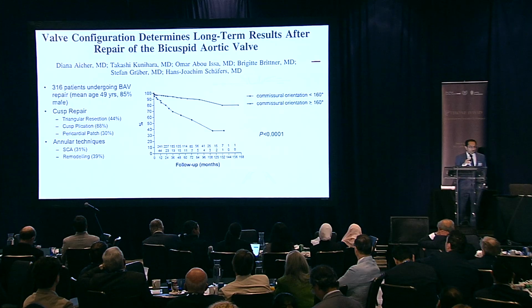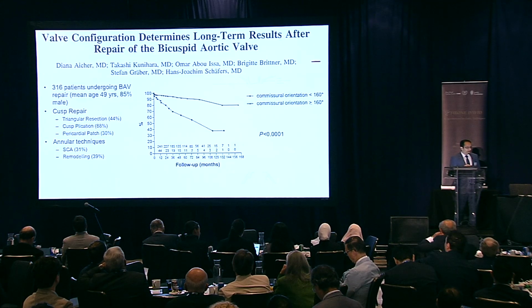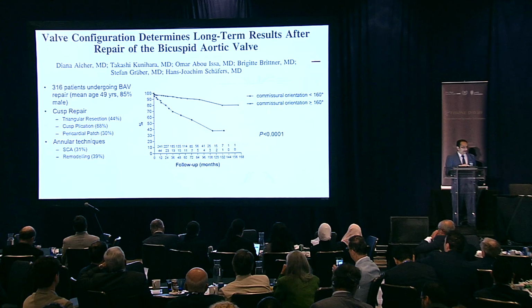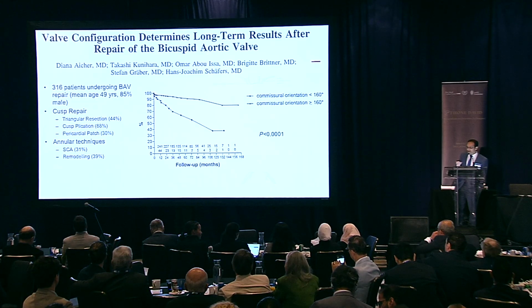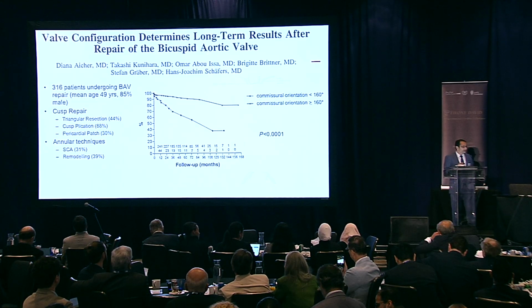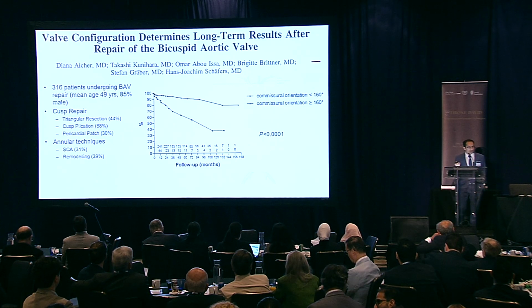One note, we don't have a lot of data on post-repair commissural orientation and outcome except for this study. This is by Joachim Schaefers. This is not a reimplantation population, so 30% of these patients had a subcommissural annuloplasty. Some of them had no root intervention. But one of the messages, one of the signals was that if you leave behind an asymmetric valve with the commissural angle greater than or equal to 160, you have a higher risk of recurrence over time.